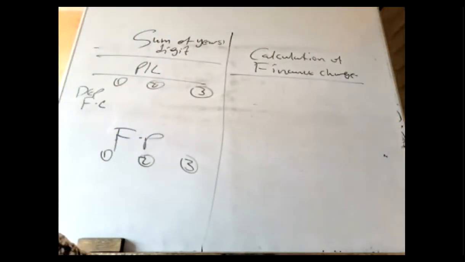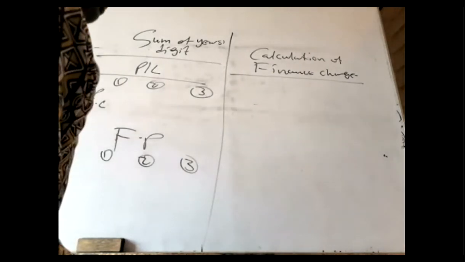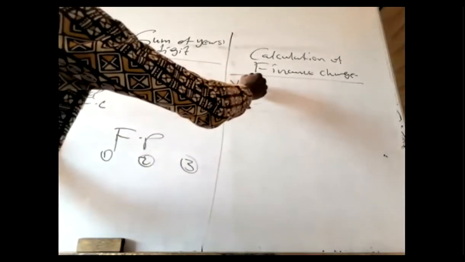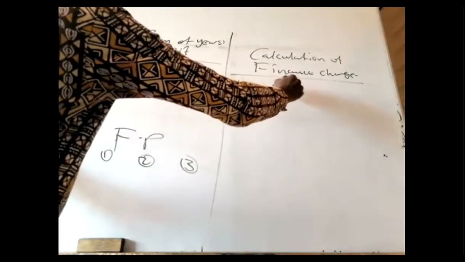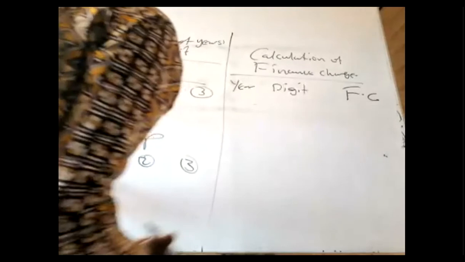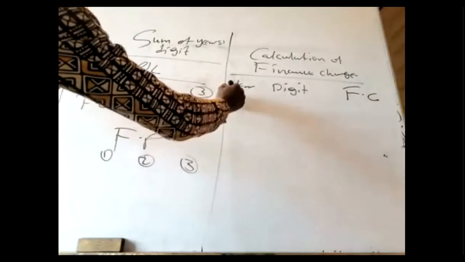Finance charge. So all we have to do is group them: start the year, right here debit, and right here the finance charge. So the year 1, 2, and 3.